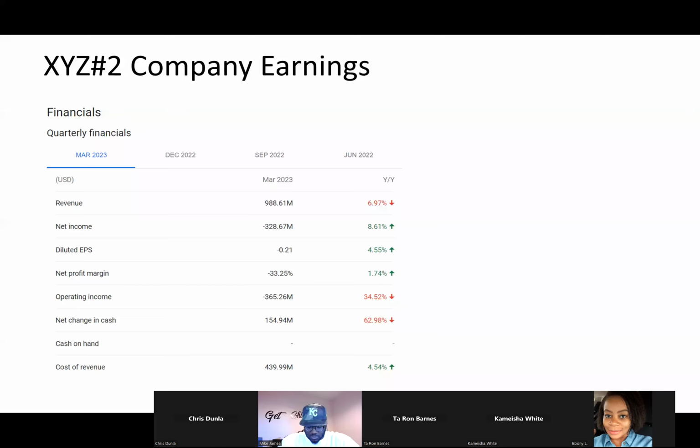Revenue, 988.6 million. They're down 6.9% year over year. Net income, negative 328 million, but they're up 8.6%. Diluted earnings per share is negative 21 cents. Net profit margin, negative 33%. Operating income is negative 365 million. Net change in cash is 154 million. That's okay. And then cost of revenue is 439 million. So looking at this company, yes or no?